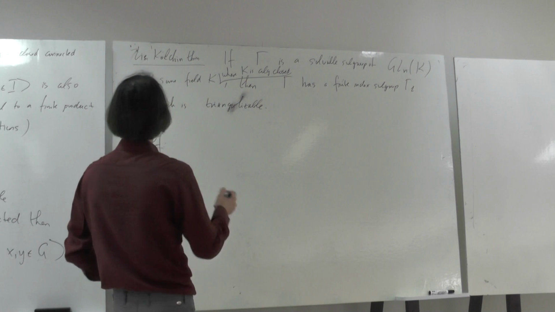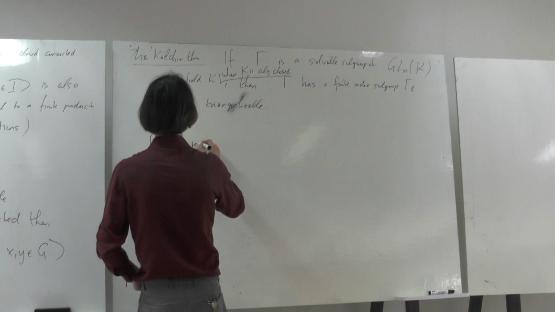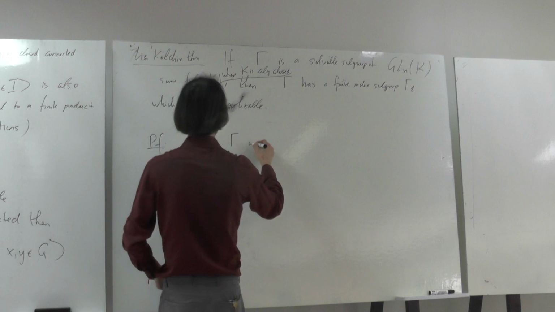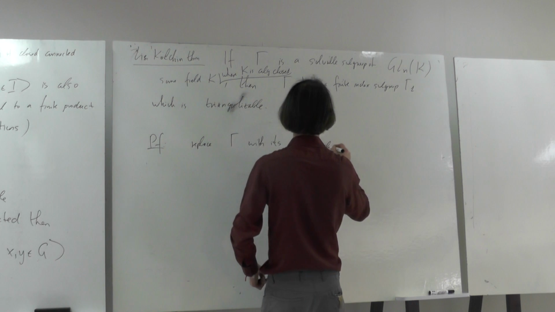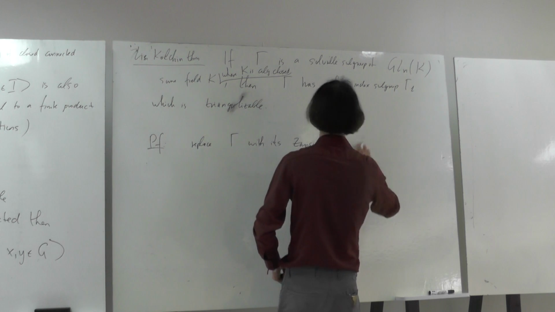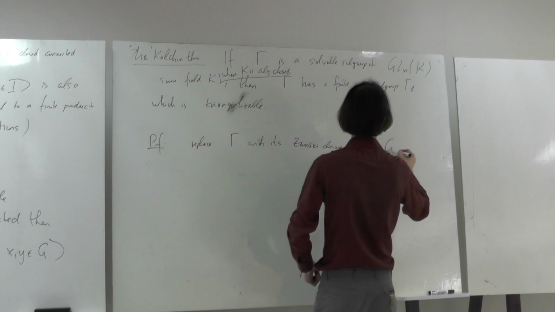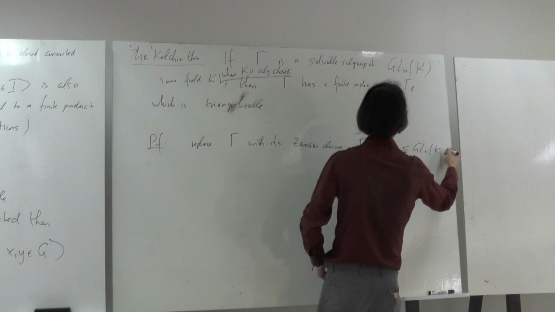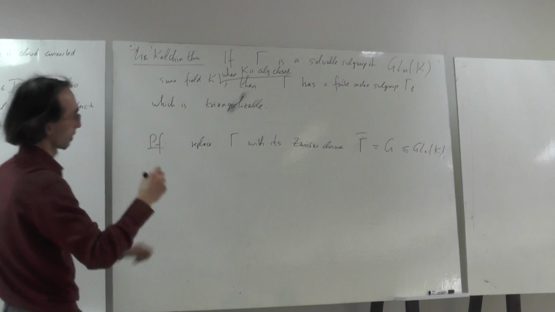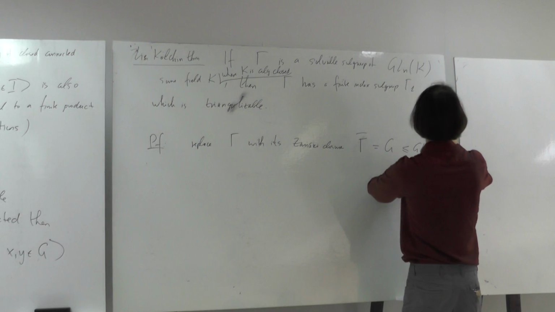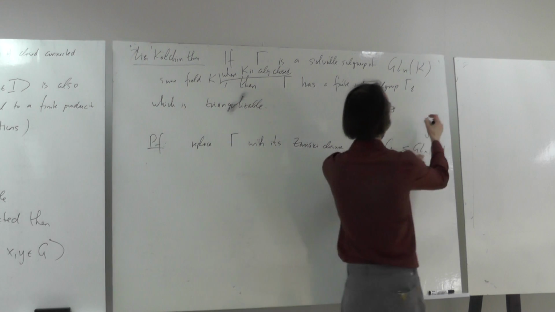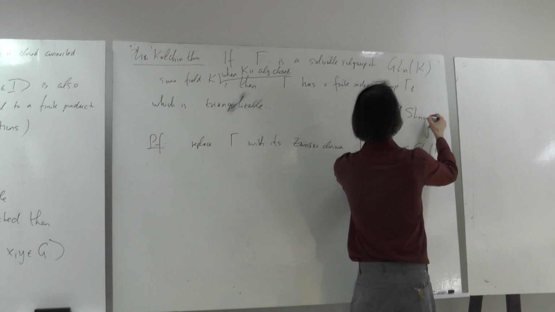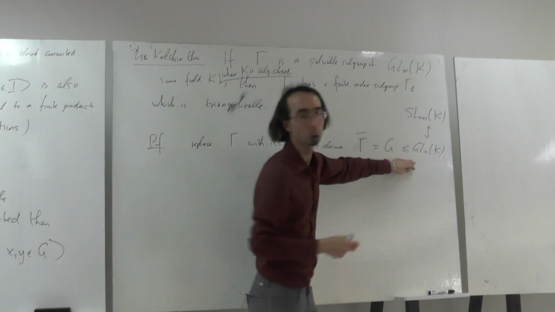Alright. And so in the proof we can replace gamma with its Zariski closure in G. Now notice that even though I defined algebraic groups as closed subgroups of SL_n, I can think of GL_n as a closed subgroup of SL_{n+1}.